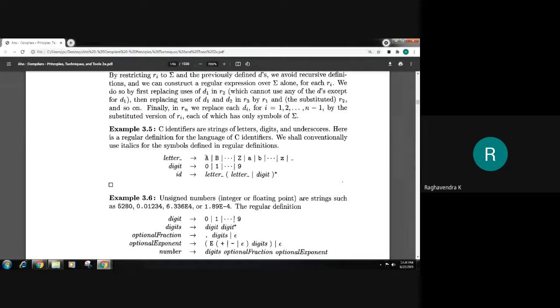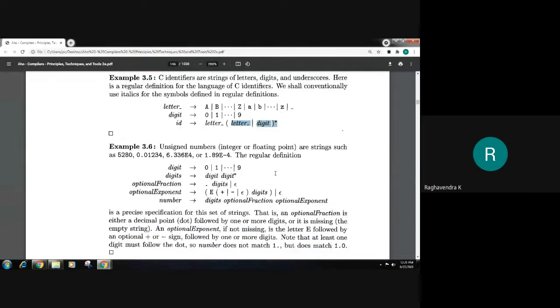For example, we can define letter underscore as a or b or z or something like this. Of course, we can give a name to this particular regular expression, which is called digit. And using letter and digit, I can form a definition for id, which is letter followed by letter or digit any number of times, zero or more times. Of course, star you already understand.